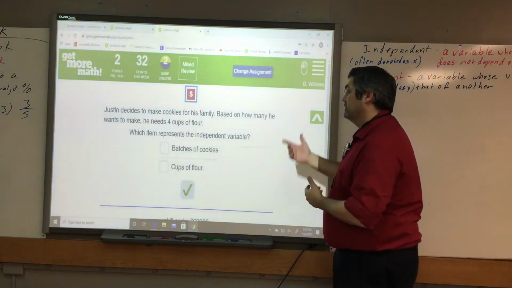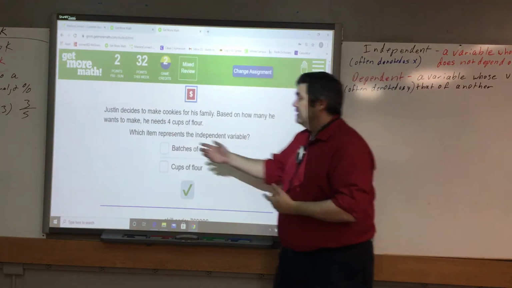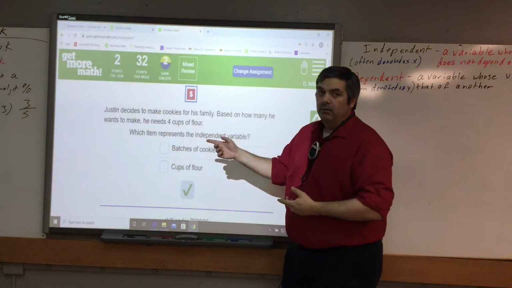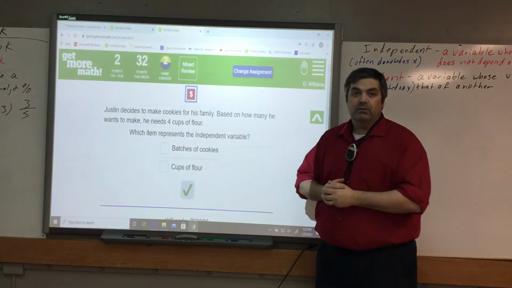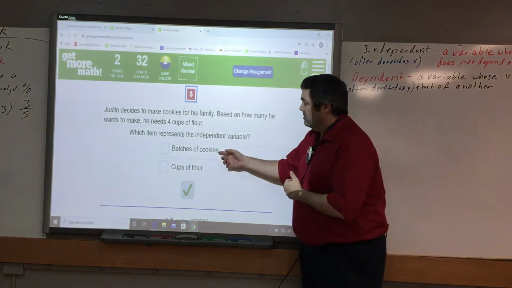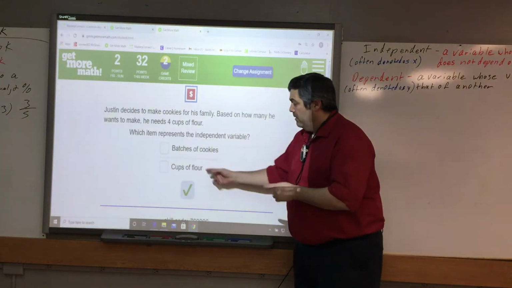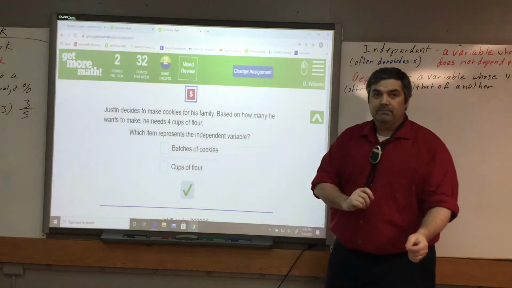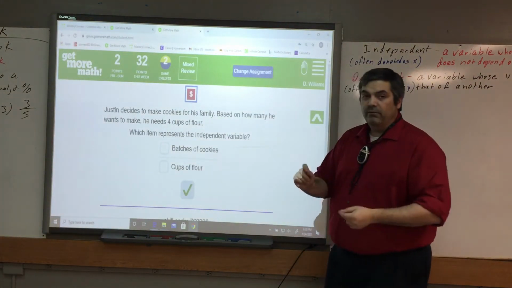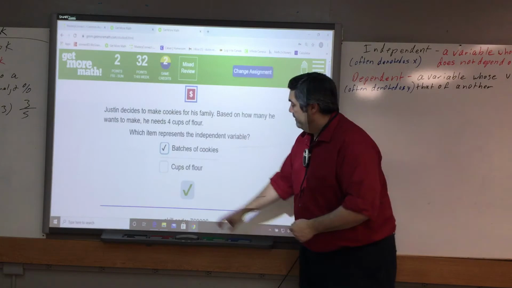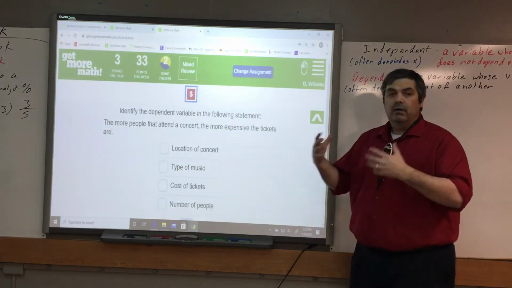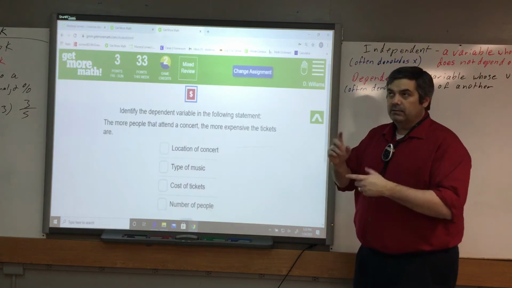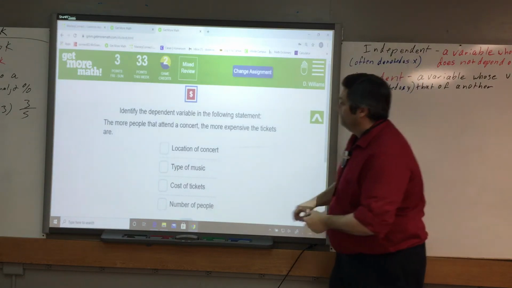You just have to read this and interpret it. This tells you how many cups of flour, but how would you know how many cups of flour you have? It depends on how many batches of cookies you make. So batches of cookies are your independent, cups of flour are your dependent. That's what you're looking for here. We're just going to do probably one or two more of these, and then we're going to move into tables, graphs, and equations.